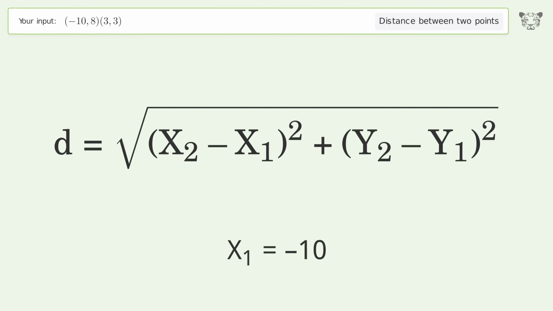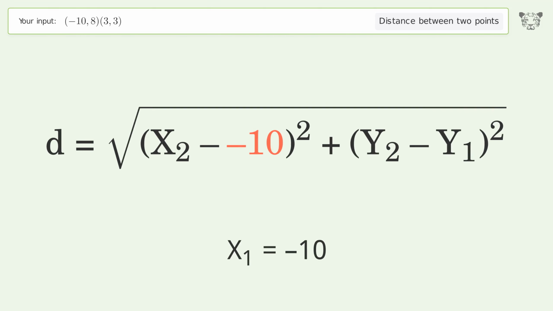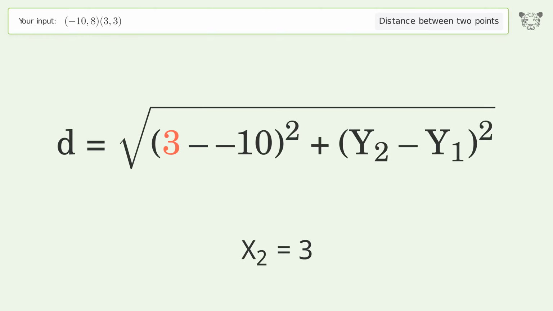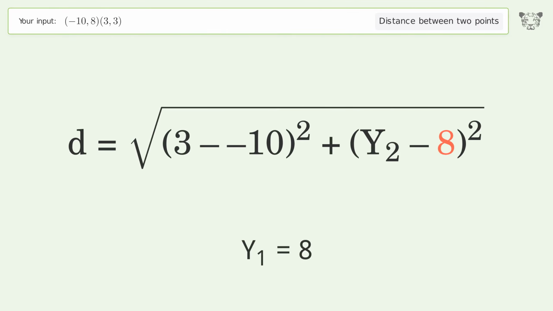x1 equals -10. x2 equals 3. y1 equals 8. y2 equals 3.